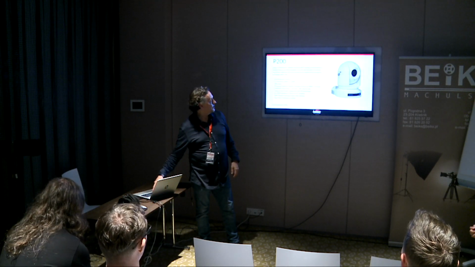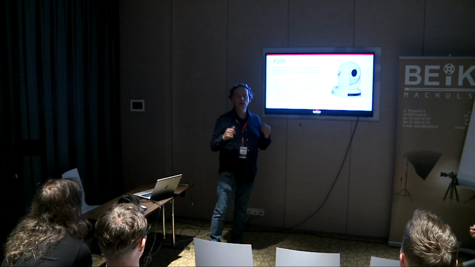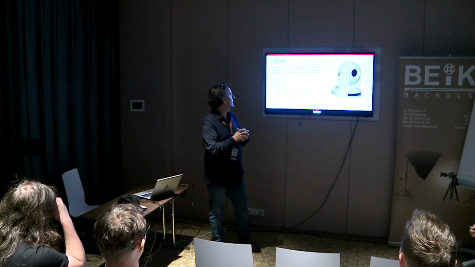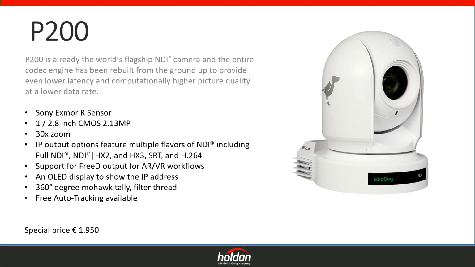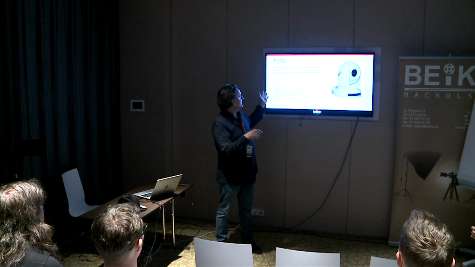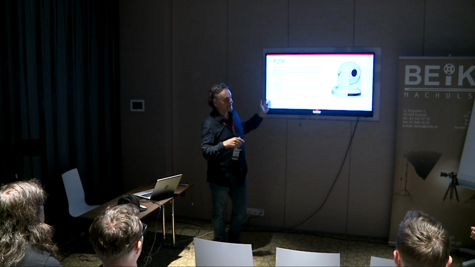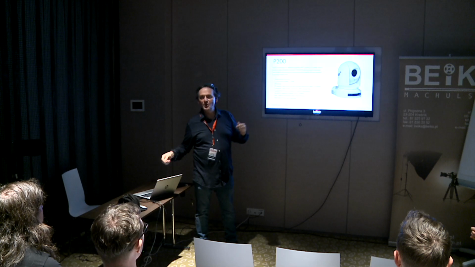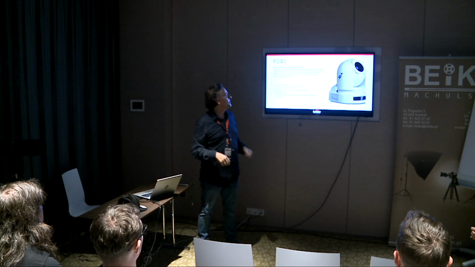The P200 has a bigger sensor. It's got a 30 times zoom, and this is one of the most popular cameras, or it is the most popular camera that we've been selling worldwide for a long time now. And it's now being replaced by the P240, which comes later, but we do have some P200s still out, so I just want to show you. There is a promo now going, so you can use that one.